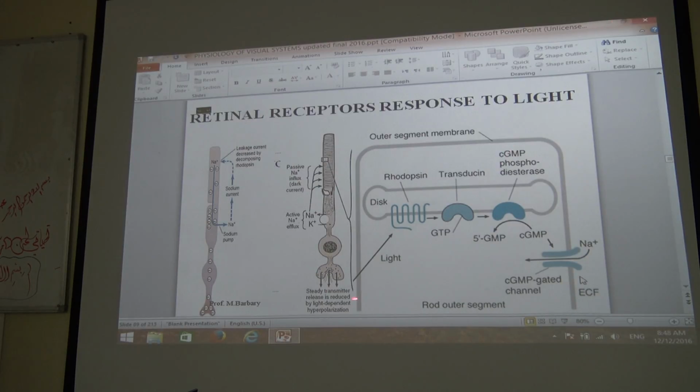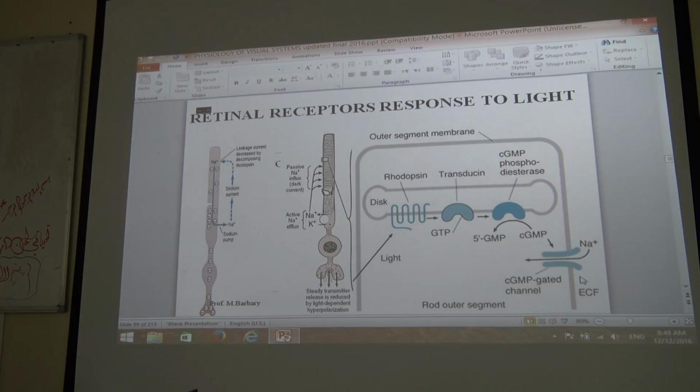So the neurotransmitter here in the receptor cell is glutamate, and glutamate here is an inhibitory neurotransmitter released in a state of depolarization in the dark. So in the dark there is spontaneous release of glutamate that suppresses the other cells, bipolar cells. Okay? Light leads to hyperpolarization, decreased release of inhibitory neurotransmitter, leading to activation of the other cell, the bipolar cell.